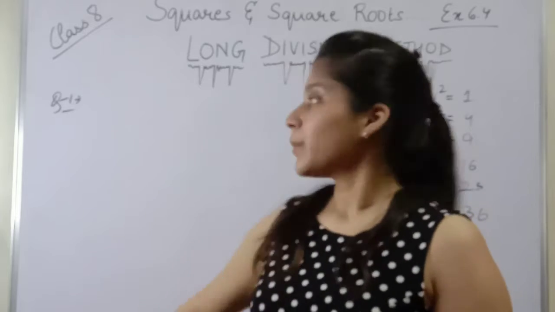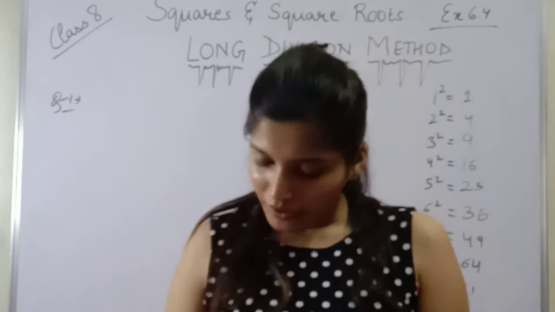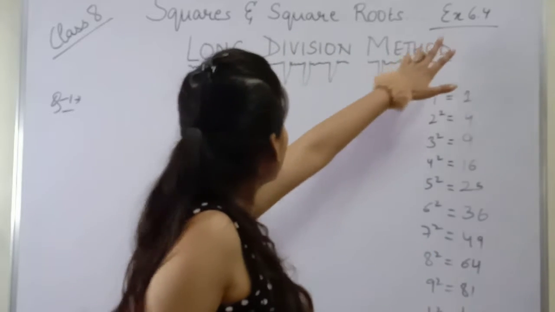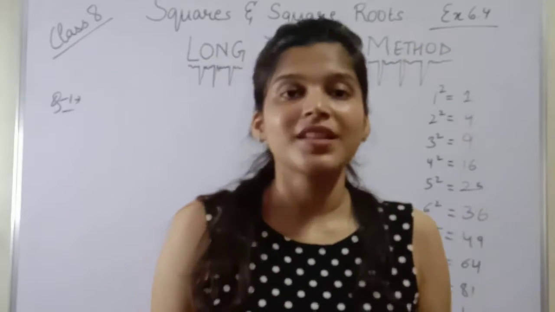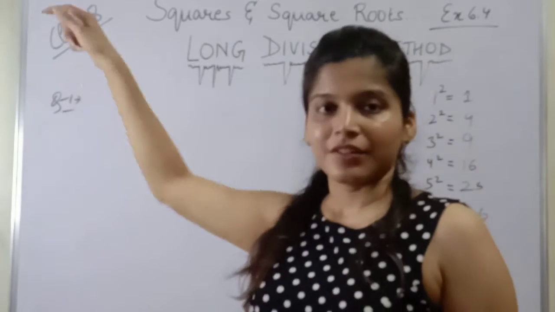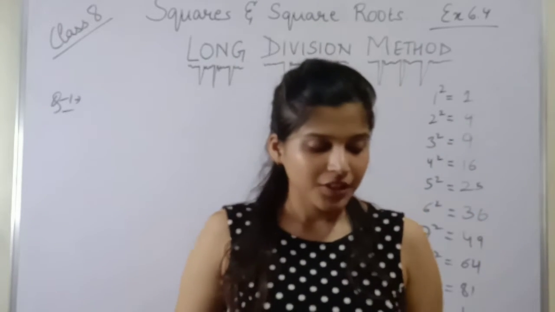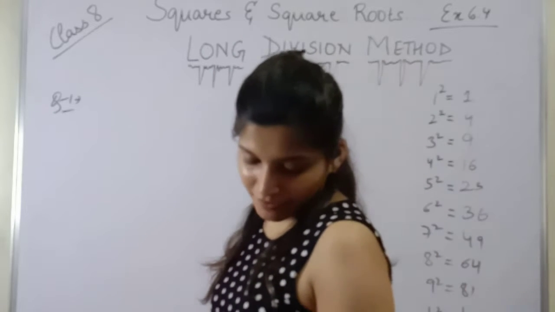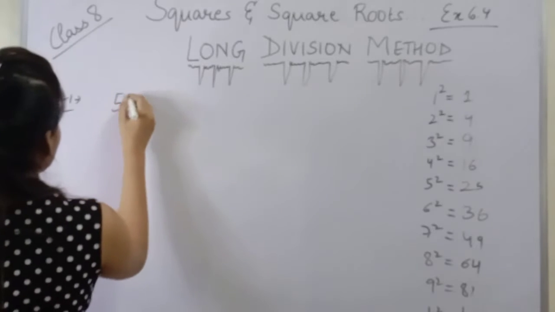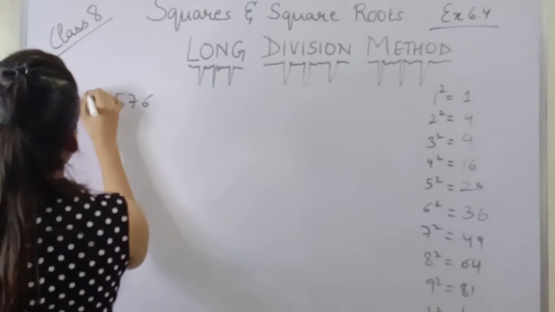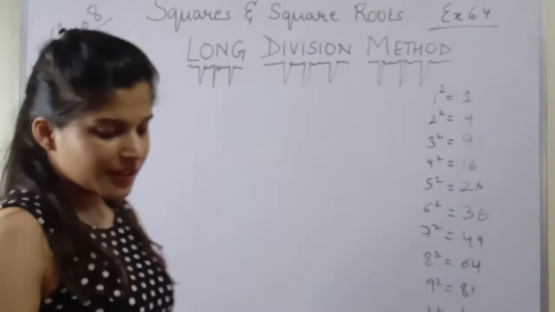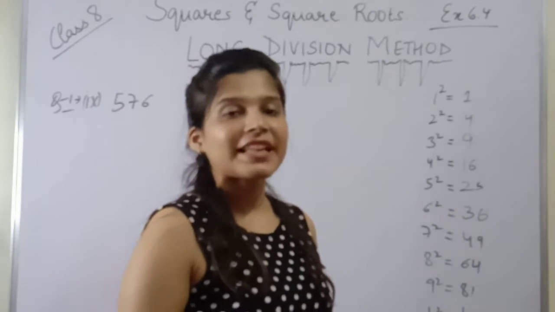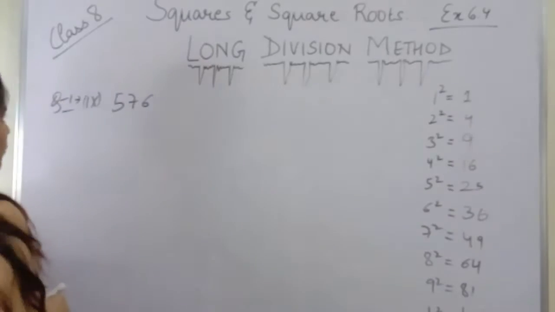We will be continuing with our question number 1. We have already done 8 parts of question number 1, exercise 6.4, chapter number 6, Squares and Square Roots, class 8. Let's continue with question number 1, part 9, which is 576. We have to find the square root by the division method, or we can say the long division method.